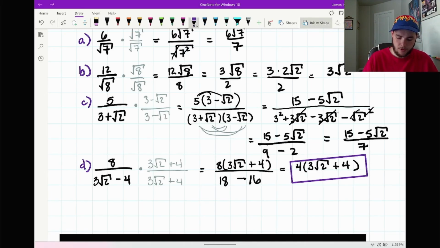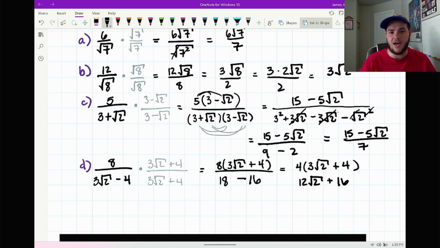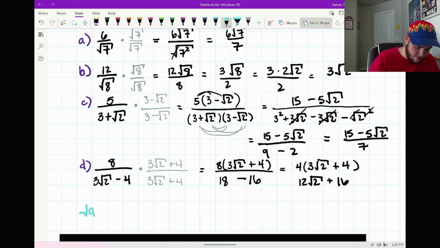4 times 3 root 2 plus 4, or 12 root 2 plus 16. But let's see how we got there. I multiplied top and bottom by the conjugate of the denominator. In this case, that would be 3 root 2 plus 4. Now you'll notice I used quite a bit of a shortcut in the next step. That's because, in general, when I'm doing this process, if I have the square root of a plus root b times its conjugate, I will always just get a plus b.